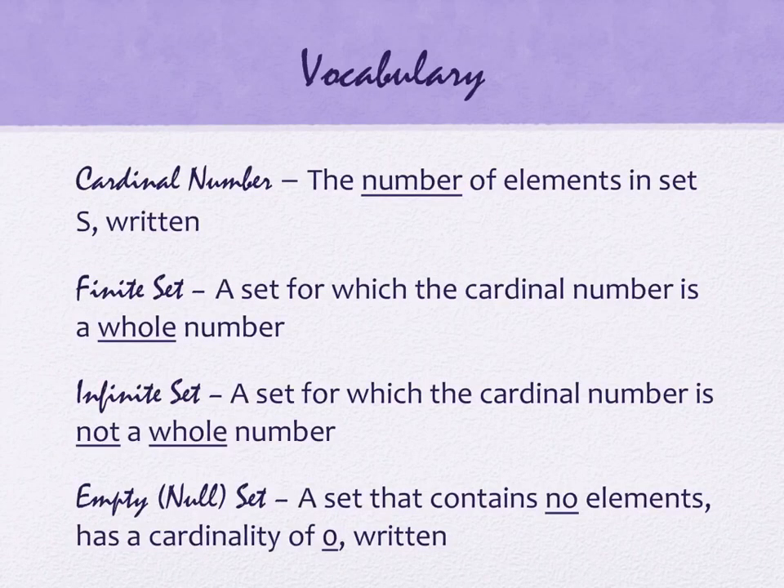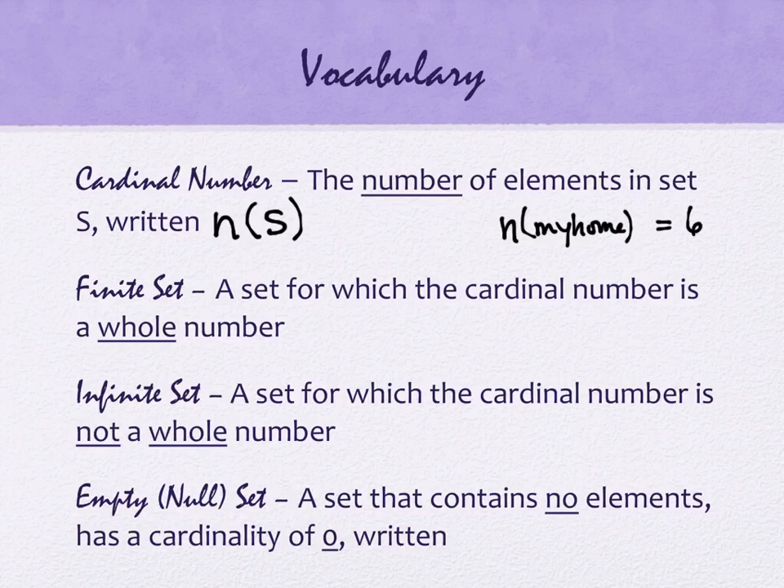All right, cardinal number is the number of elements in a set. And it is written an N, and then some parentheses around the set S. And it literally means the number of items in S. So if we were to talk about the number of people living in my home right now, like full-time living in my home, that would be 6. If we were talking about the number of people in this room right now, it would be 7. So it's just counting. It's just a counting strategy or a counting notation.